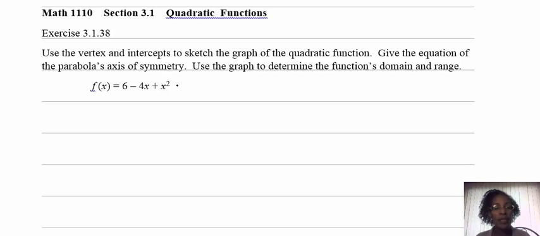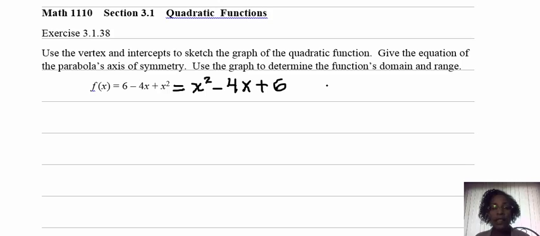So let's first of all begin by writing this in standard form, where the exponents on the variable go from largest to smallest. Another way to say that is we're going to write it in descending exponent form. So this is our function f of x in descending exponent form: x squared minus 4x plus 6. The first thing that we will do is determine which way the parabola opens.